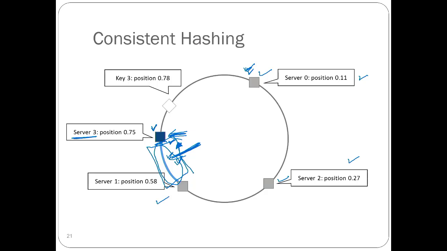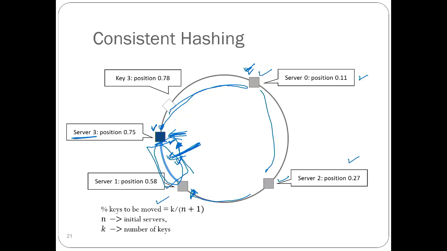Right? The remaining keys which were generated from this part to this part, and this part to this part, and this part to this part, would remain unaffected by this new server being introduced. Make sense? Yeah, so that is an advantage of this consistent hashing.